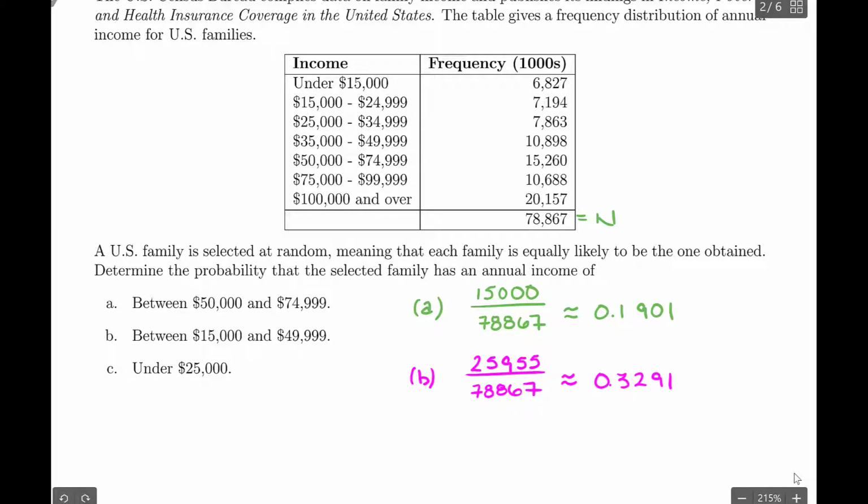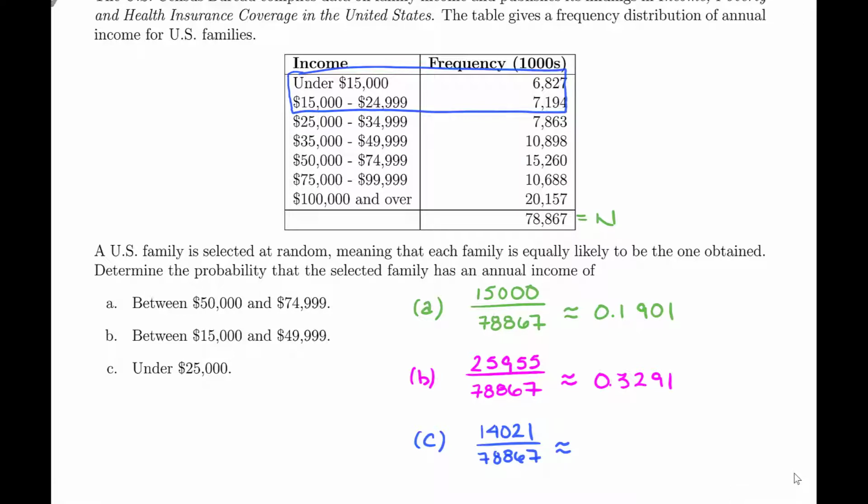Then the final part is part C. What's the probability that a randomly chosen family has an income under 25,000? That is going to be these two values from the table. Again, we add the two numbers in the right hand column and get 14,021 over 78,867. As a decimal for the probability, we have 0.1778. So almost an 18% chance that a randomly chosen family will have an income less than $25,000.